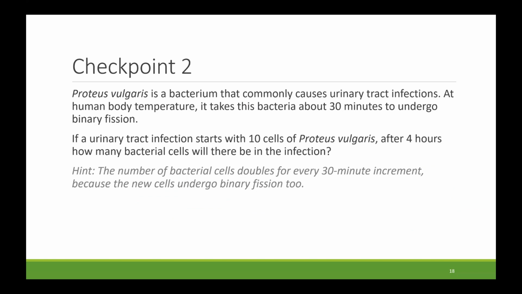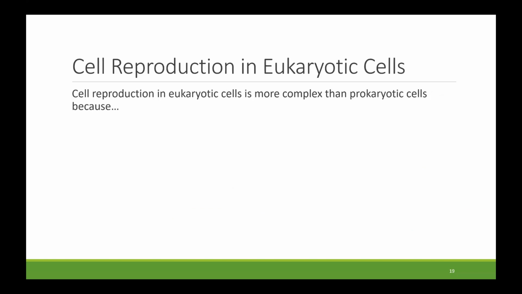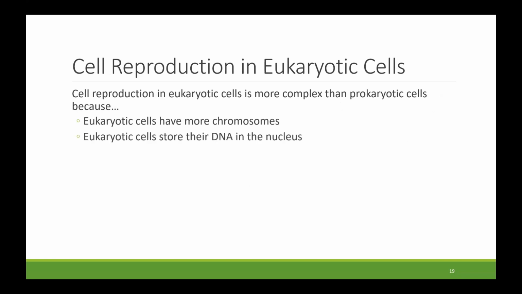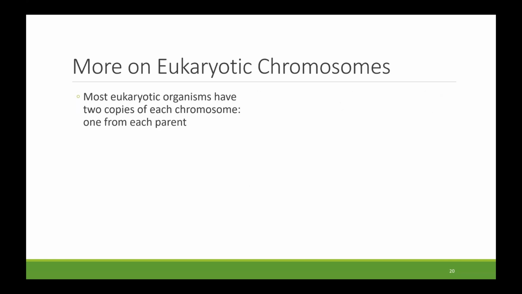So that's the state of affairs for prokaryotic cells. Now for eukaryotic cells, things are more complicated because eukaryotic cells don't just have one chromosome, they have more than one chromosome, and they store their DNA in a nucleus, so it's sectioned off, and that introduces some additional steps as well. So how do eukaryotic cells tackle reproduction? Before we answer that question, we need to learn a few more things about eukaryotic chromosomes.